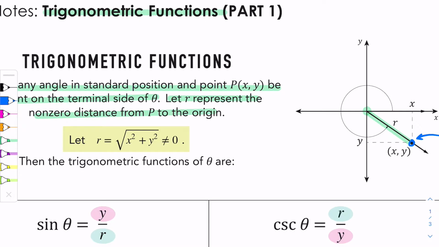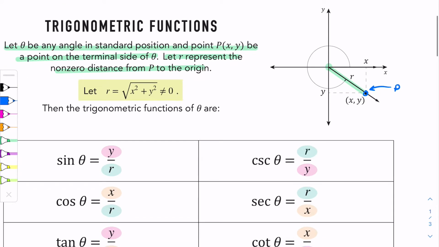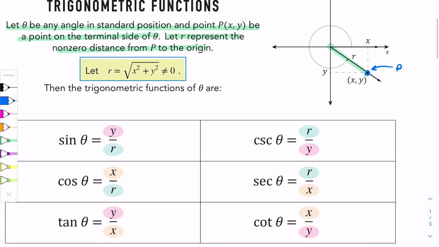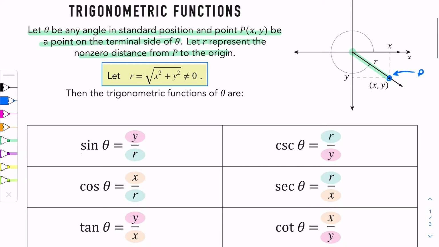So the equation to find the length of R is right here. It says let R equal the square root of x squared plus y squared, and of course this cannot equal 0. If this is the case, then you have 6 trig functions. Your trig functions are as follows. You have sine, that's how you pronounce this. It's pronounced sine, which is equal to your y value. And when I'm talking about y value, we're talking about the y coordinate of the point, divided by r, and r is found by this equation we just talked about.